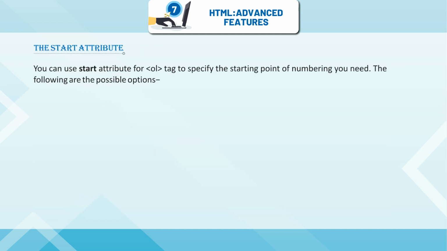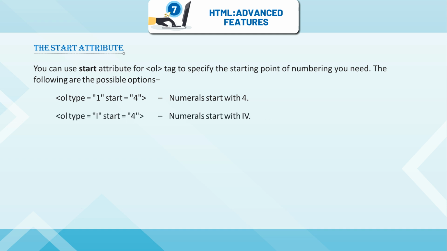The start attribute. You can use start attribute for OL tag to specify the starting point of numbering you need. The following are the possible options. Open OL tag, type equals "1" in double quote, start equals "4" in double quote. Numerals start with 4. Open OL tag, type equals "I" in double quote, start equals "4" in double quote. Numerals start with IV, that is 4.